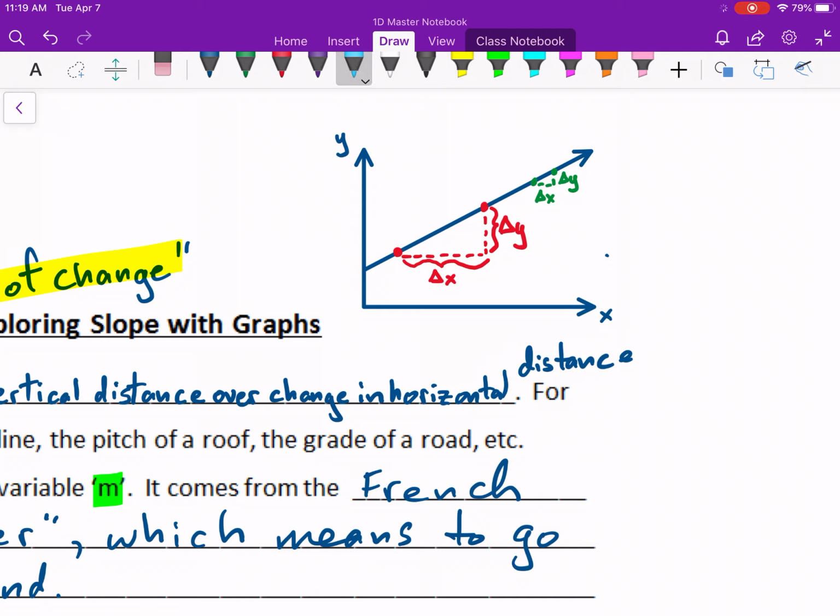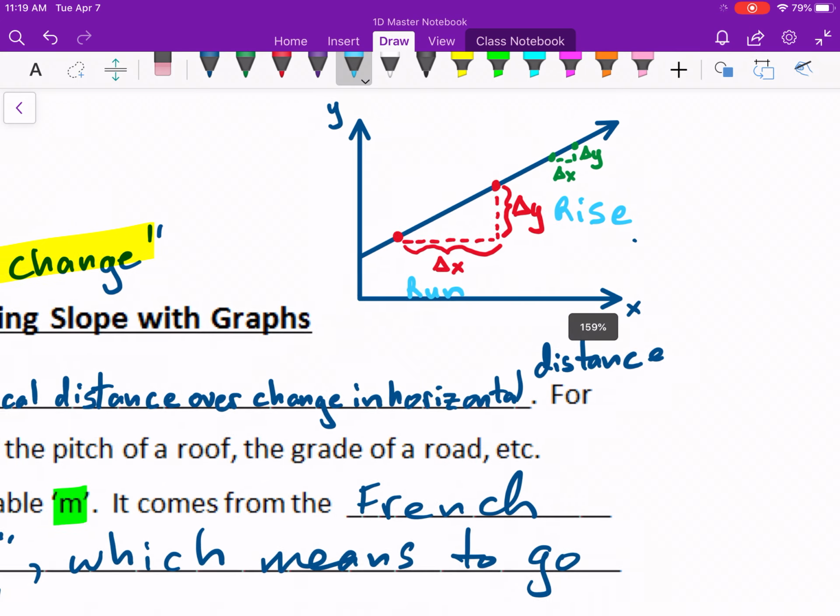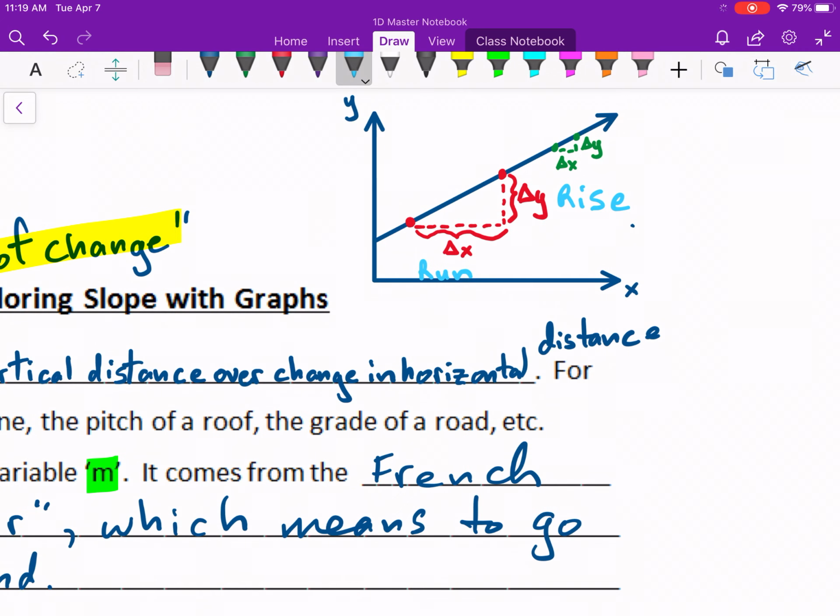So delta y on a graph is just the rise, because it's up and down. Delta x is the run, as in it runs from side to side. Rise over run. Rise is on the y-axis. That's one way I tell people to hopefully remember it, because rise rhymes with wise.